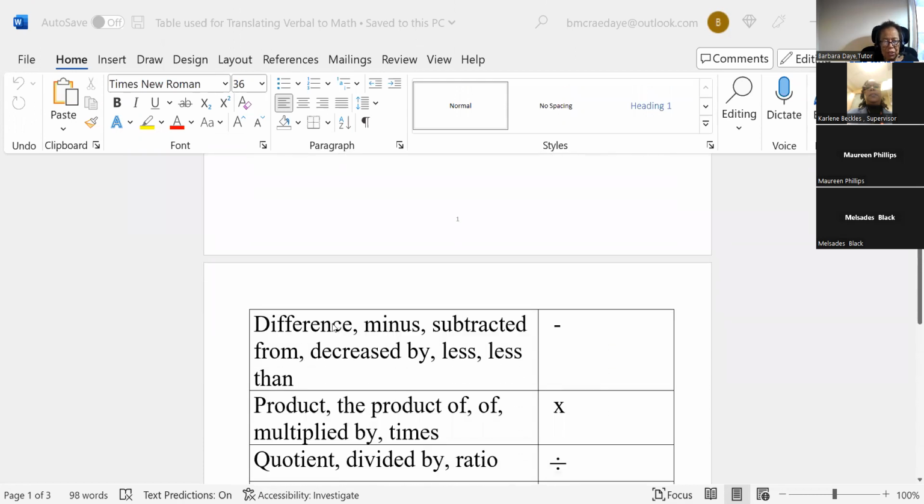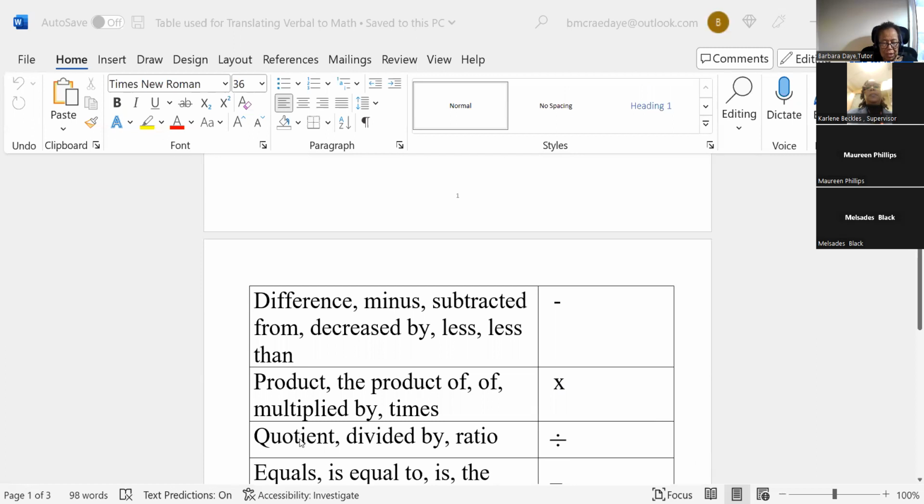Now, if you see difference, minus, subtracted from, decrease by, less, less than, that means what? Subtraction. That's your subtraction sign, okay? And if you see product, that means what? Multiplication, that's right. Product is the result of multiplication. So if you see by, the product of, of, multiplied by, times, that means multiplication.